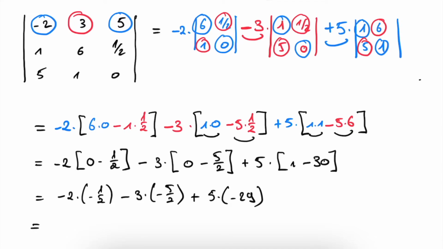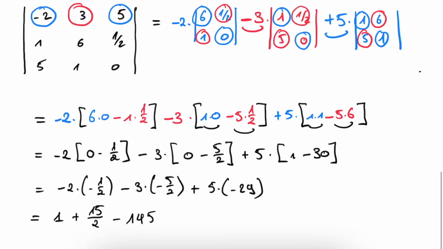And this simply becomes 1, because minus 2 times minus 1/2 is plus 1, plus 15 divided by 2, because minus 3 times minus 5 over 2 is 15 divided by 2, minus 145. And this then simply becomes, after a bit of calculation, minus 136.5. And this is our final result for our initial 3 by 3 determinant.